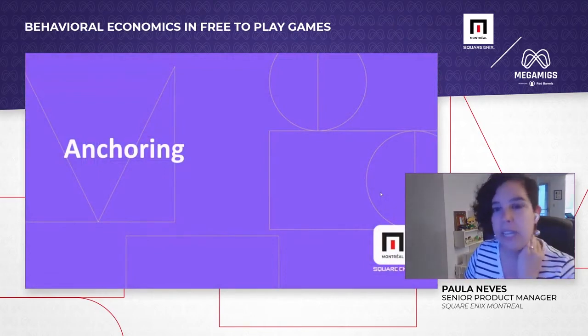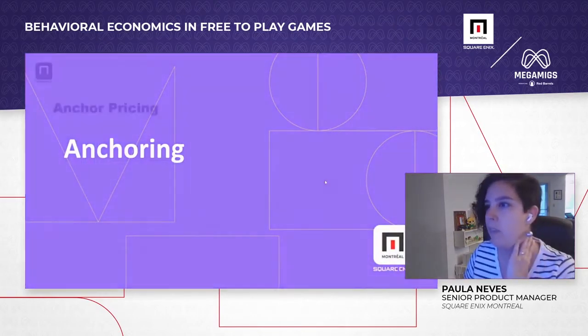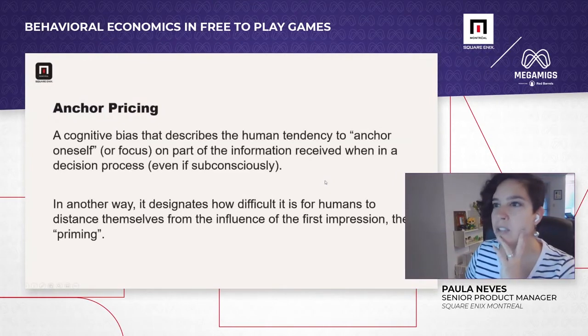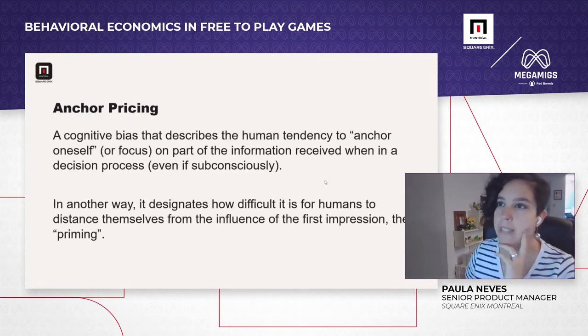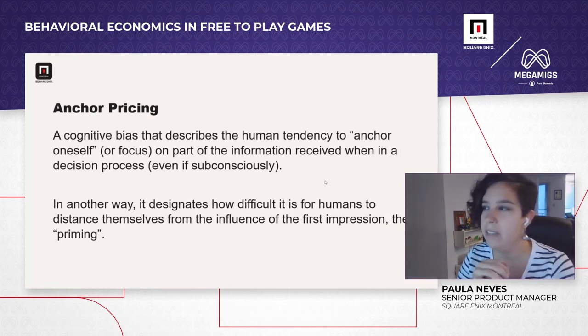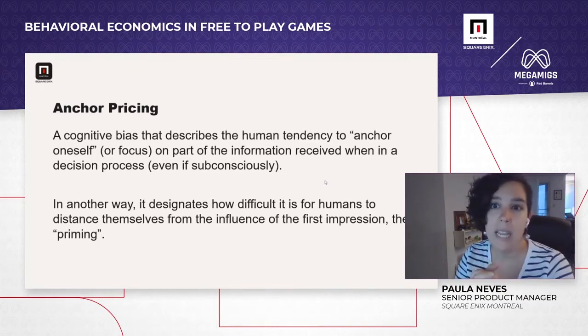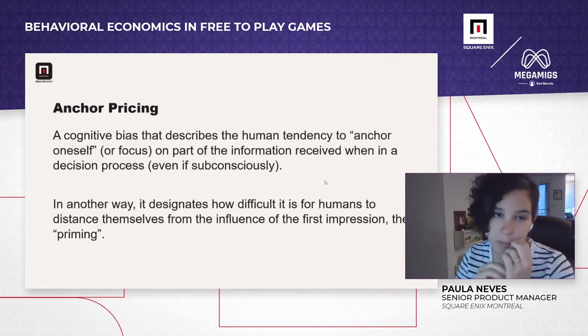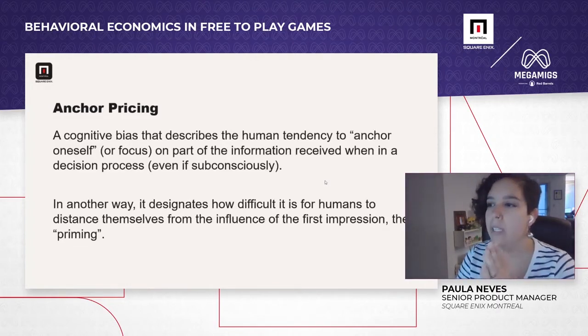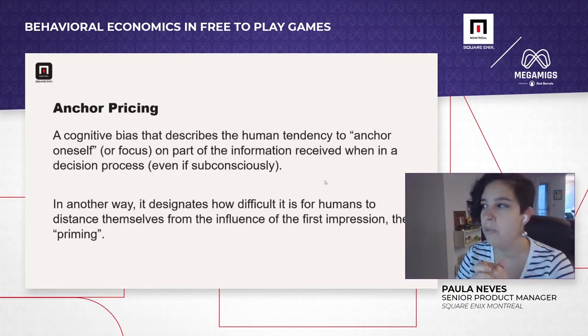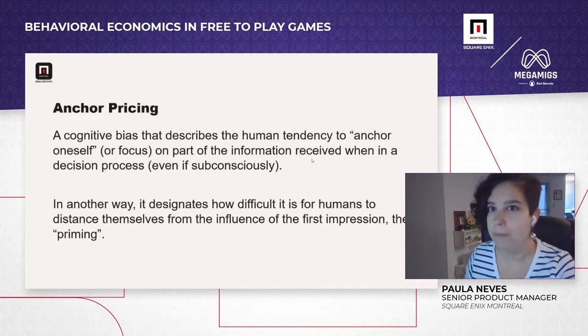Anchor pricing is our next thing to look at. Anchor pricing is a cognitive bias that describes the human tendency to anchor oneself or focus on part of the information received when in a decision process. And interesting is that this is even done subconsciously. We'll see a few examples. In another way, it designates how difficult it is for humans to distance themselves from the influence of the first impression, the priming.